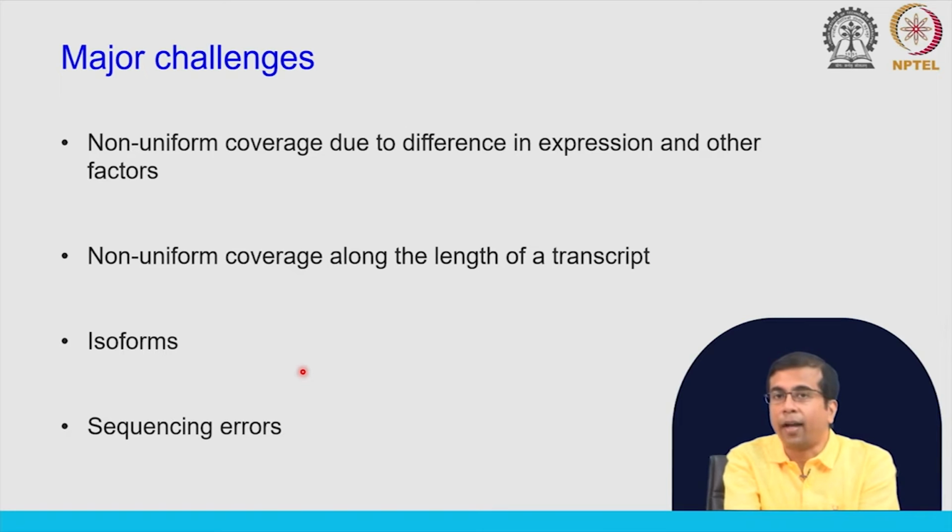On top of that, you have sequencing errors. We have already talked about these sequencing errors, what type of errors you get in different platforms, and these will be there. This is something that will have to be taken into account when you are doing the transcriptome assembly. So, you now understand the different challenges that are present when you want to do the transcriptome assembly, and we will now discuss some of the assembly tools and algorithms.